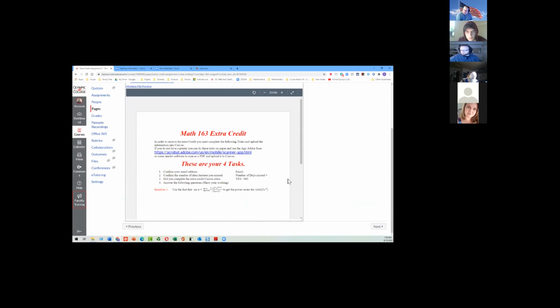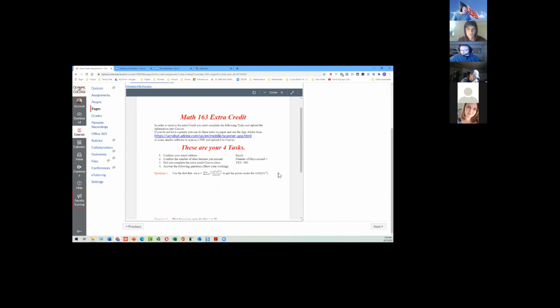Confirm your email. Seems a little bit pointless, but I have a spreadsheet with emails, and most of you are fine, but some of you, for some reason, have been telling me you don't get stuff from me. So when you confirm your email, I'm going to check it against the email I'm using and change it appropriately if it doesn't match. You're going to confirm the number of days that you have missed.